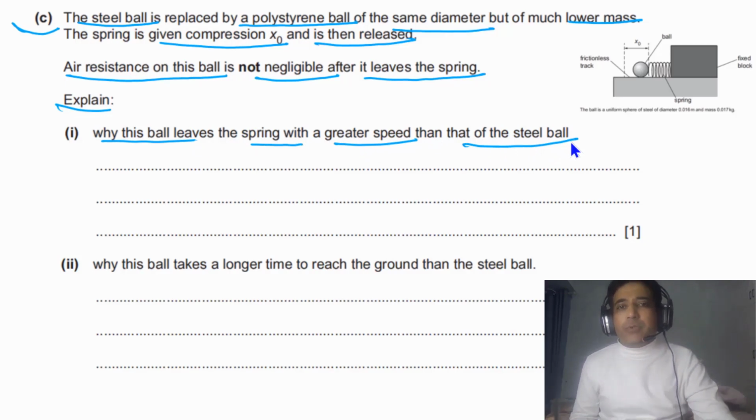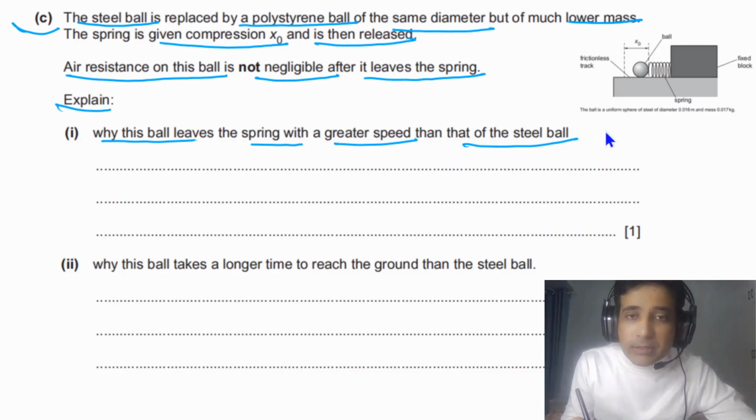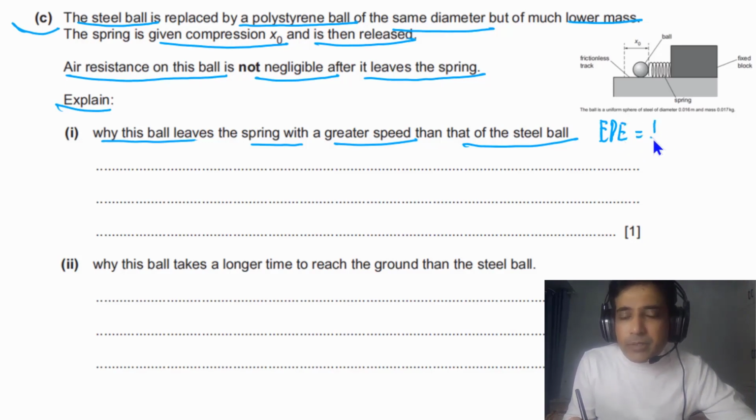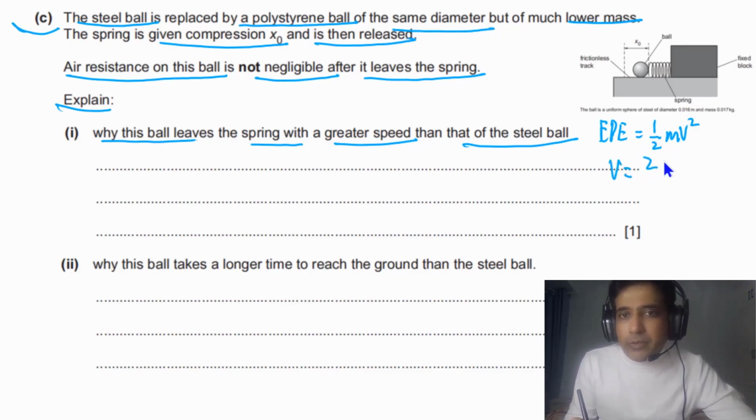So first thing we need to understand, in this case, compression in the spring is the same. So we can say elastic potential energy is the same, so EPE is the same for these two balls. And EPE in this case will be equal to 1/2 mv squared, meaning the change in EPE is equal to the change in KE. Simply we can say the loss in EPE is equal to the gain in KE. And from here we can find out the speed. So v will be equal to the root of 2 times EPE divided by m.